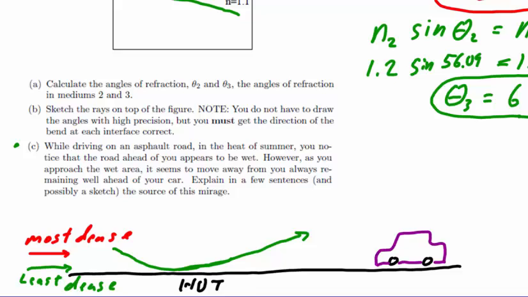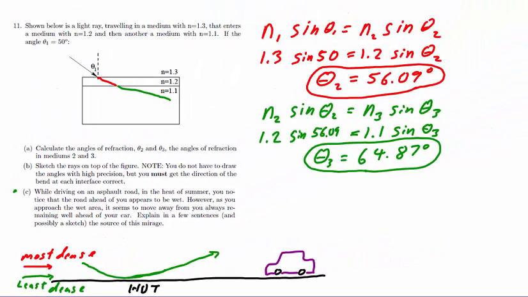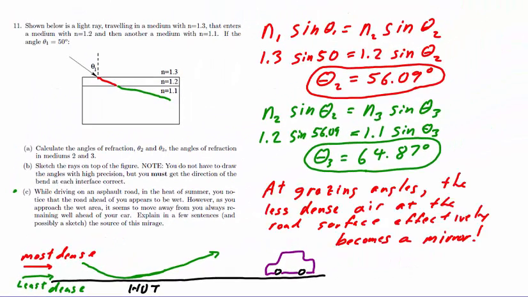This is exactly the kind of effect you get when the road surface is wet, and so that's why when your mind sees a reflection coming from the road surface, you imagine it to be wet. To summarize this in a sentence, we can say that at grazing angles, the less dense air at the road surface effectively becomes a mirror. And this effect that happens at any hot surface is known as a mirage.